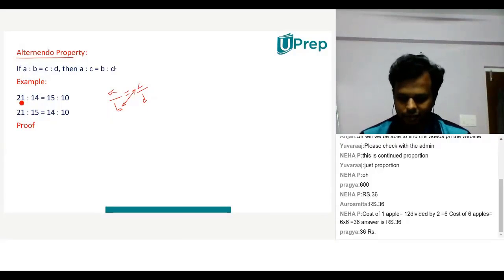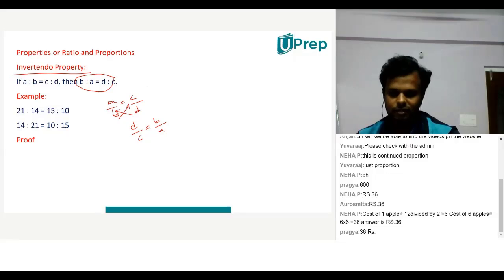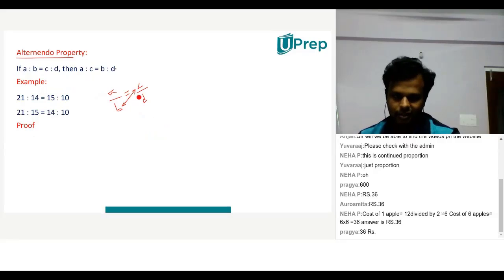So 21 is to 14 is equal to 15 is to 10. So 21 is to 15 is equal to 14 by 10. So children, this is how it happens here. C will come here and B will go here. In the previous slide, what we have seen is there was an exchange on both sides. Here what we are seeing is only one side there is a swapping of values. C is coming here and B is going there.